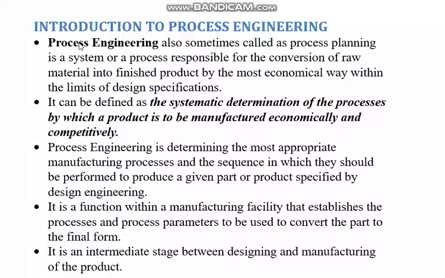So there are two names for this: process engineering and process planning. Planning is only one activity, but when you say engineering, it includes other things apart from the planning also. That's why we are using the phrase process engineering. Process engineering is a system or a process which is responsible for the conversion of raw material into finished product by the most economical way within the limits of design specifications.